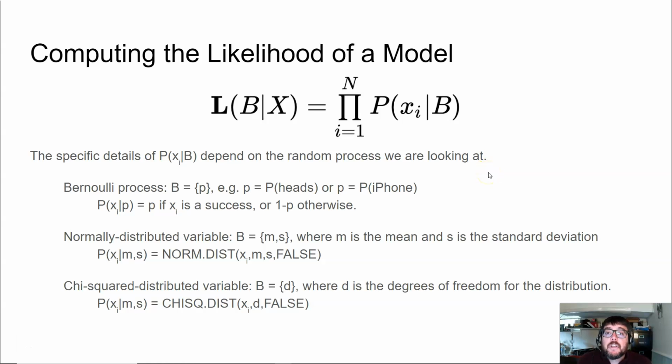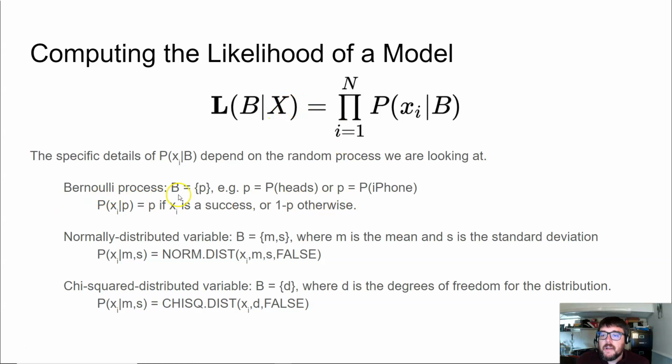So now we're going to talk about how to compute likelihoods directly. Here's this confusing formula. We say the likelihood of our set of parameters, which is capital B, given our data, which is capital X, is equal to the product of the probability of observing the first observation given the parameters times the second observation all the way up to the nth observation. So it's the product of all of the individual probabilities given the parameters that is the likelihood of the parameters given the data.